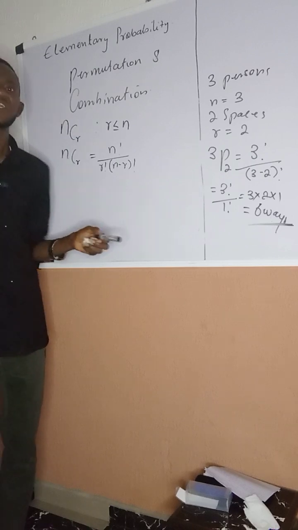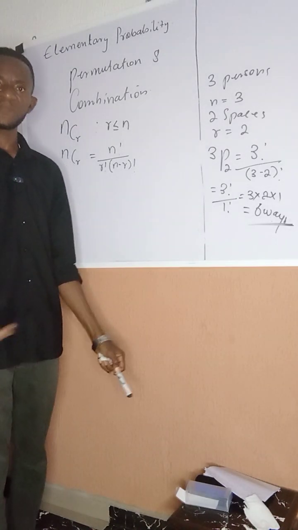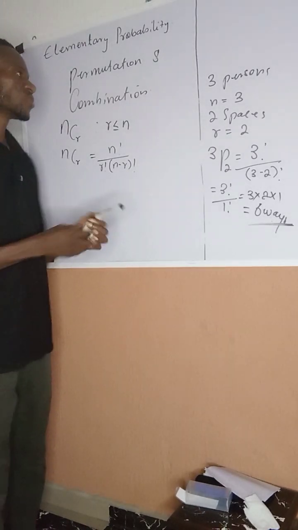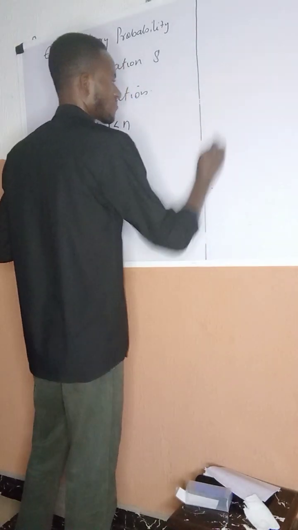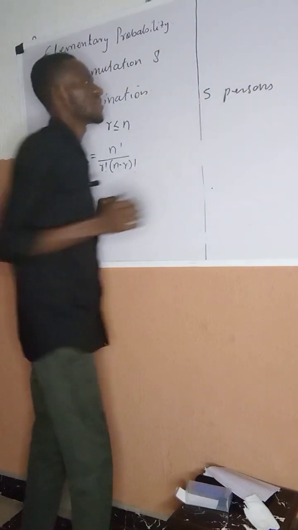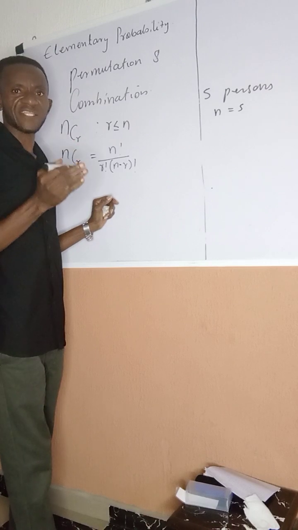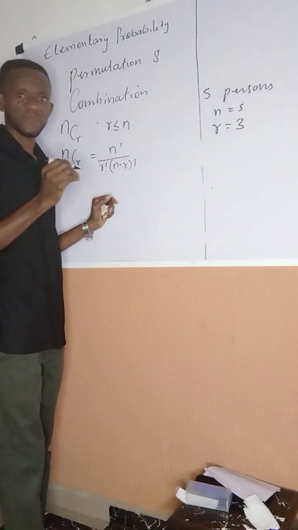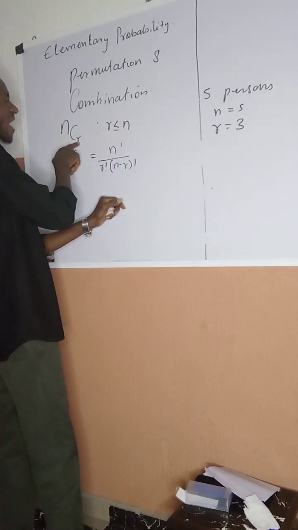So they can give you questions like, in a class of 5 persons, in how many ways can we select 3 persons to represent the class? A class of 5 wanting to select 3 persons to go and represent the class. So first of all, you ask yourself a question: how many persons are in that class? There are 5 persons in the class. So my N becomes 5. We are meant to select the 3 persons who are going to represent the class, which means my R equals 3. So in place of N, it becomes 5, and in place of R, it becomes 3.